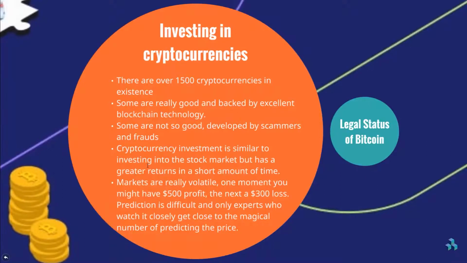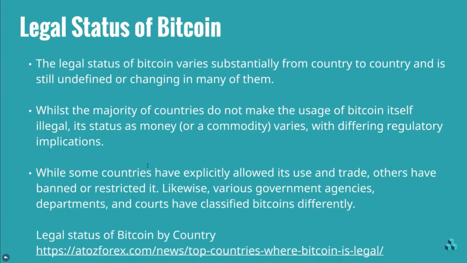All right, let's have a look at the legal status of Bitcoin. The legal status varies substantially because countries are really skeptical about a new technology, and a lot of different criminal activities can be performed with cryptocurrencies. But then there are legal procedures that can be followed. It varies from country to country and is still undefined or changing in many of them. The majority of countries don't make the use of Bitcoin itself illegal, but they've changed its status from money or currency to a commodity, or an asset.